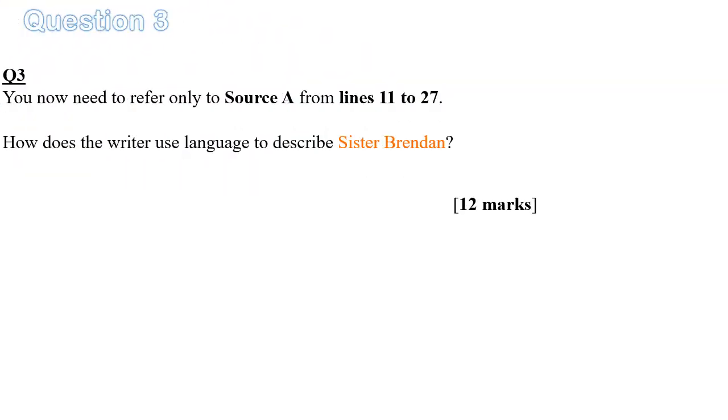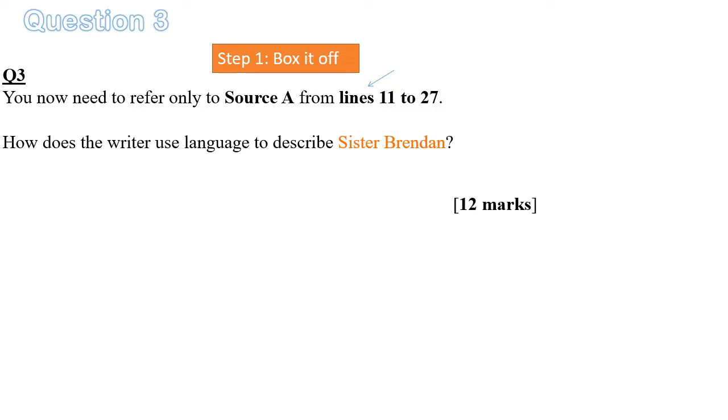Okay, so this is what the question's going to look like. I've used the same example as I did before, so it's the November 2017 paper. If you want to have a look at it, it's available online. This is what it's going to look like. You now need to refer only to source A from lines 11 to 27. First thing you need to do is box that off. We don't want to be writing about anything from the wrong section.